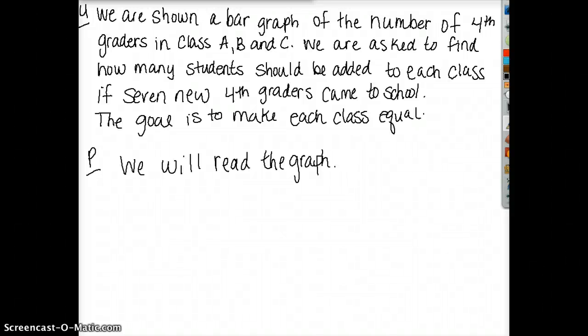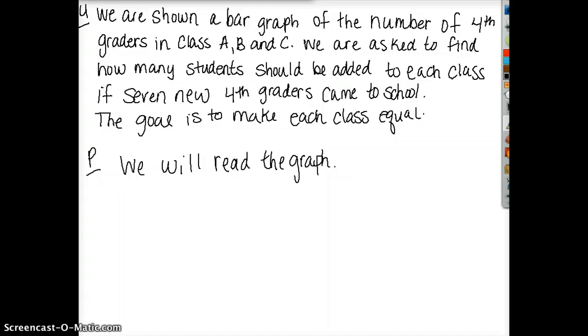The problem says the bar graph at the right shows the number of students in each of the 3 fourth grade classes at Mayfair School. If 7 new fourth graders were to start attending the school, how could they be assigned to the classes to make each class of equal size? So we are shown a bar graph of the number of fourth graders in class A, B, and C.